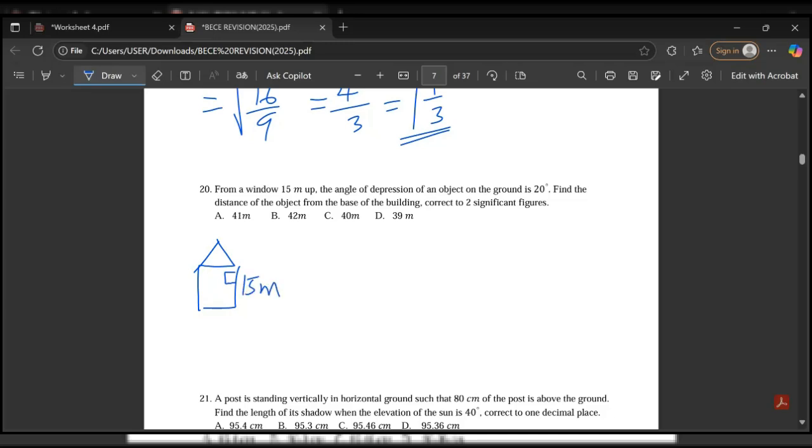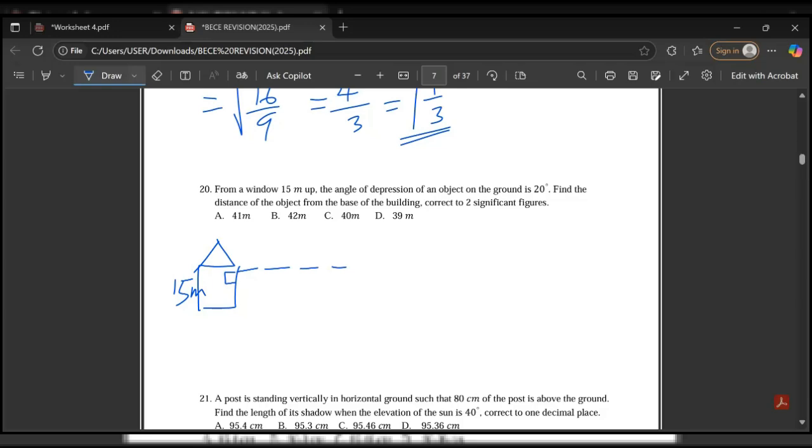Now, the angle of depression, let me write it at the back so that you do not obstruct our drawing. So 15 meters here. At this window, when you are at the window, this is when you are looking straight. You are looking straight.